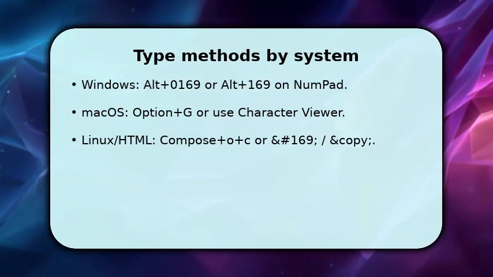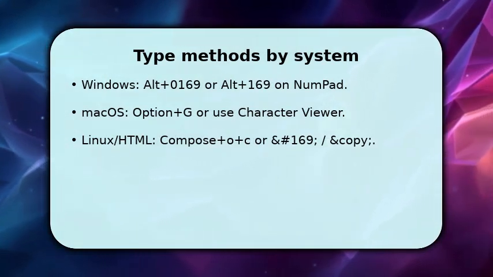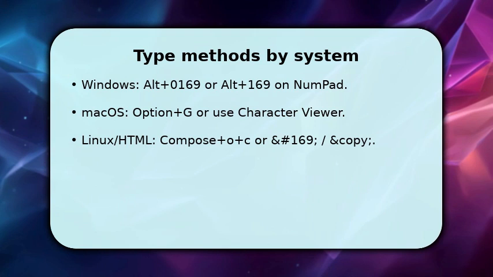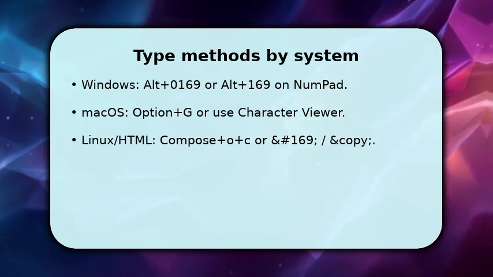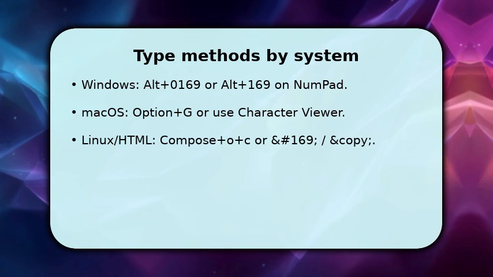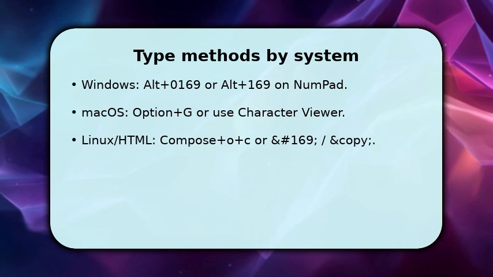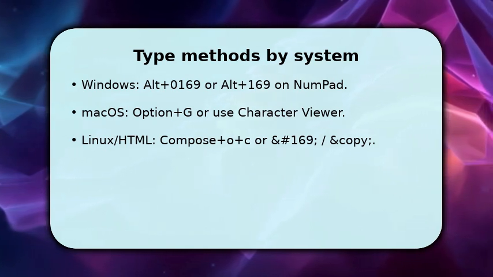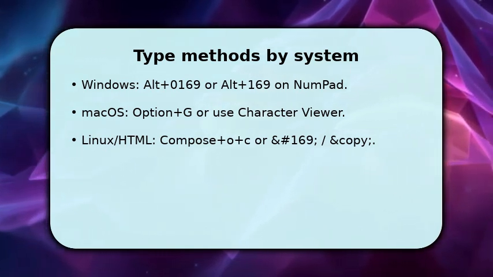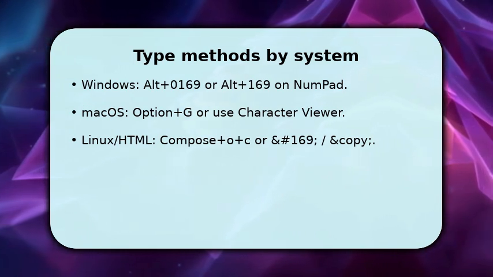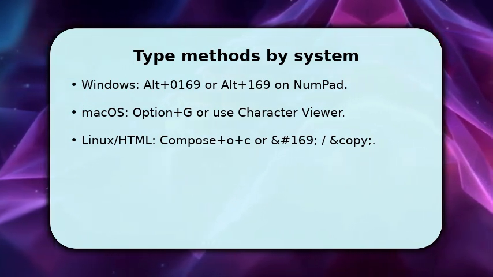On Windows, hold Alt and type 0169 on the numeric keypad to insert copyright. If Alt plus 0169 fails, try Alt plus 169. On Mac OS, press Option plus G or open the character viewer and search copyright to paste. On Linux, use compose key sequences like compose then O then C or insert Unicode U plus 00A9.